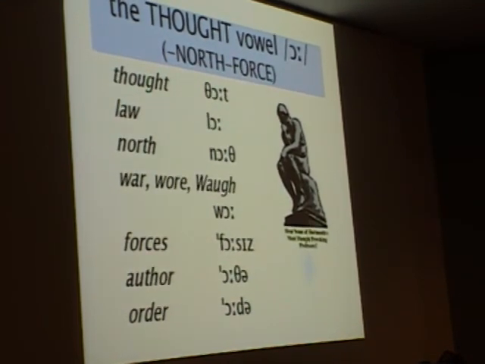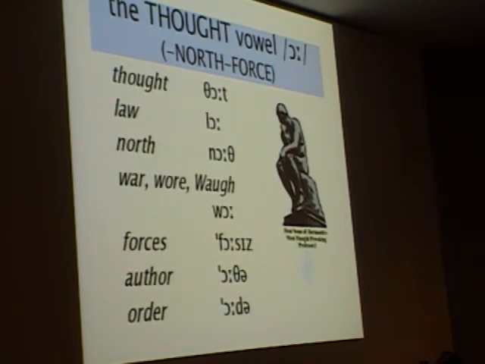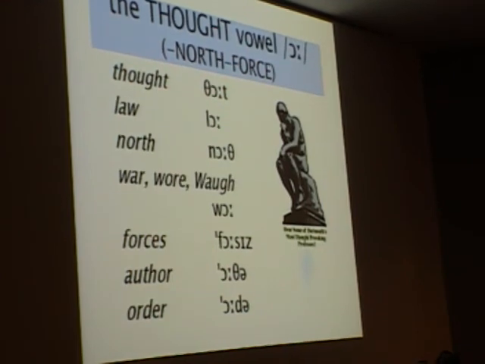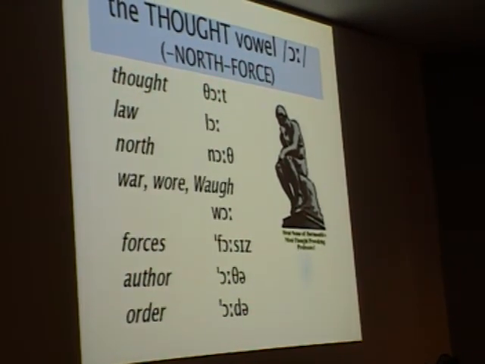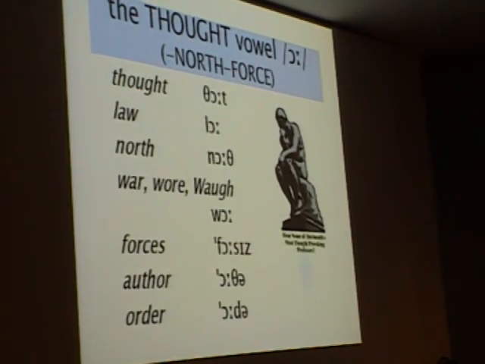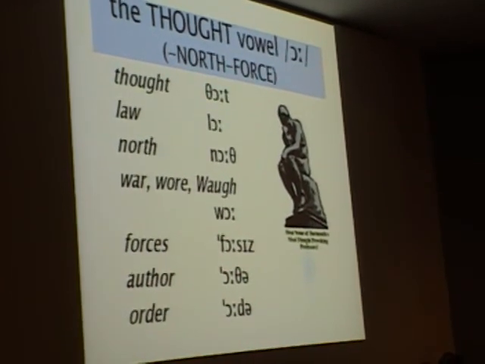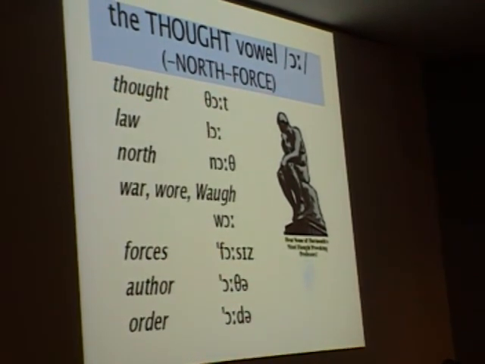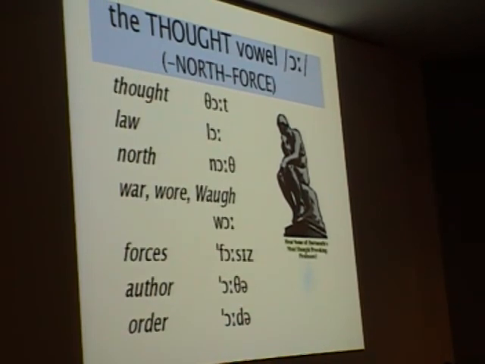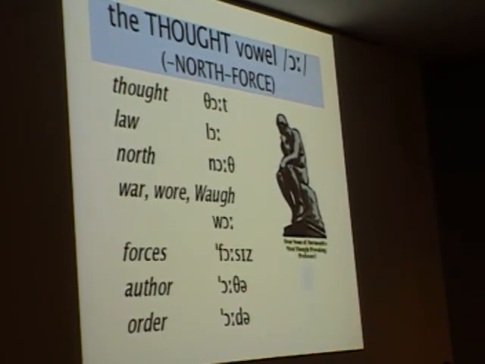Then the all vowel: thought, law, north, war, forces, author, order. We use this vowel in thought and also in words of the north and force sets. Other accents divide that somewhat differently. You notice that this is a pretty well lip-rounded vowel. In my kind of pronunciation, you can see my lips all round. Thought, force, or.